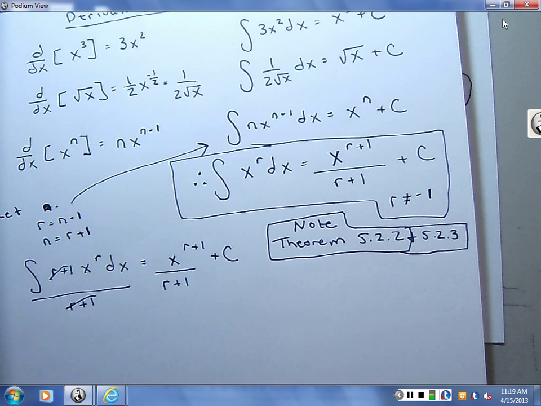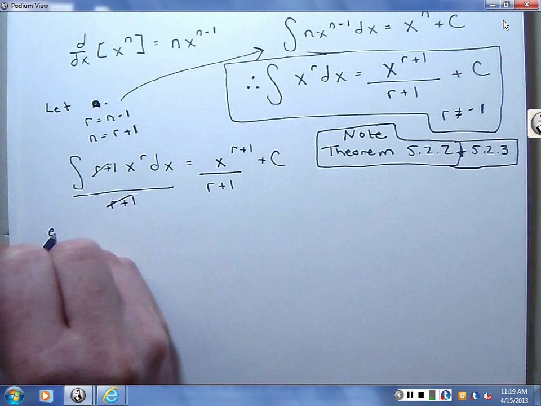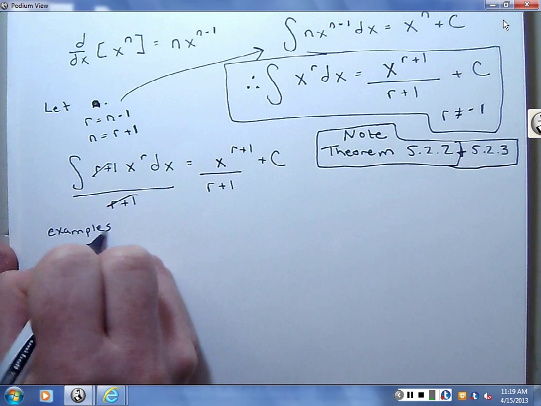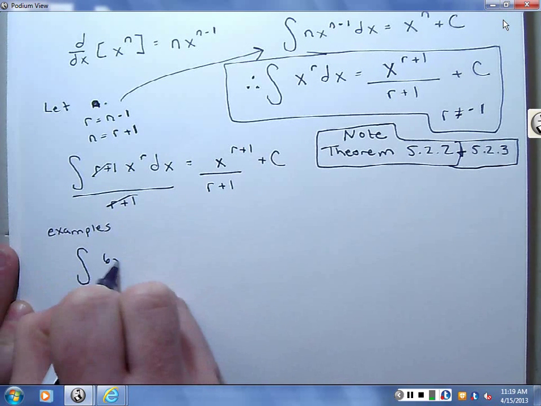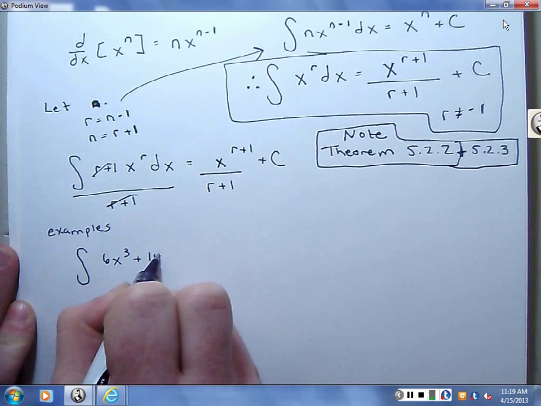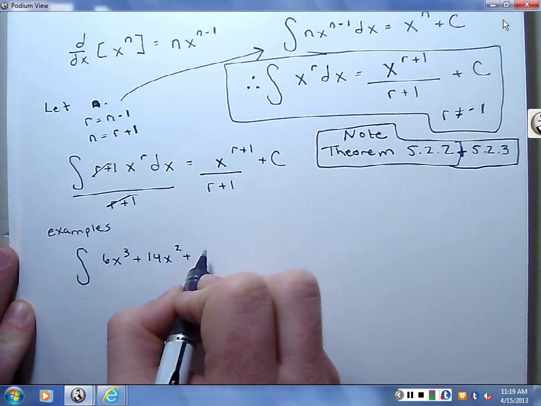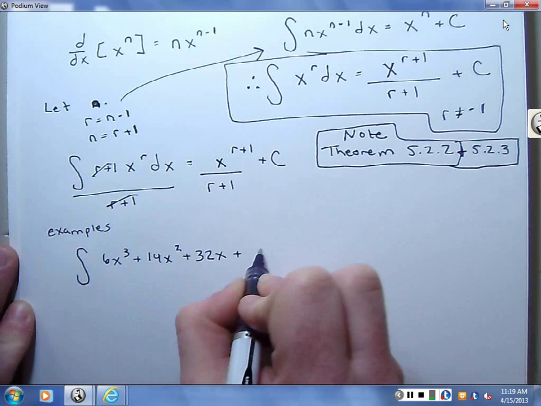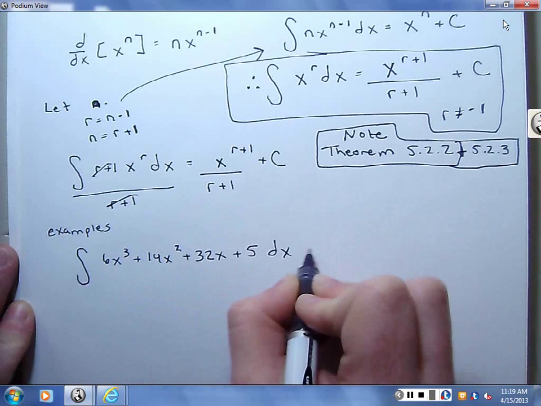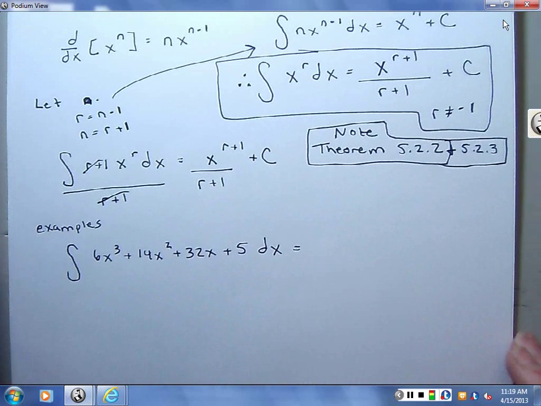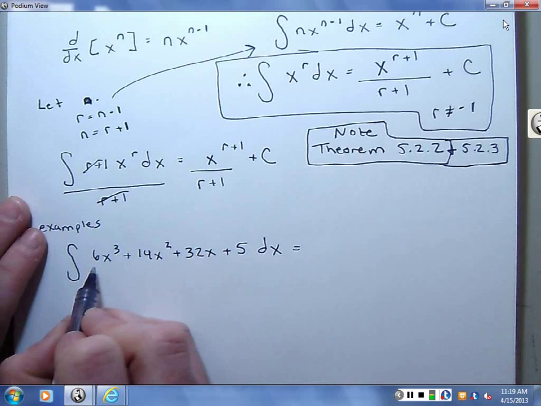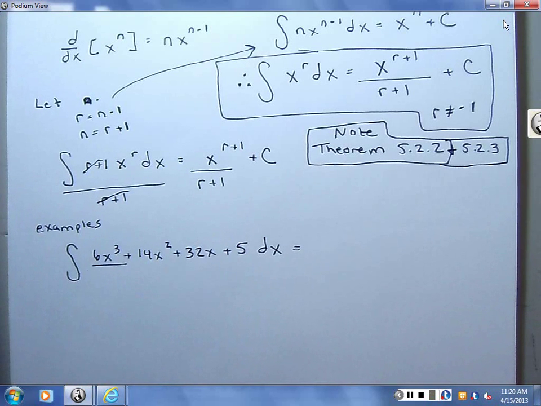So let's look at some examples. Let's say I want to integrate 6x cubed plus 14x squared plus 32x plus 5 with respect to x. Well, I can do this term by term. So what's the integral of 6x cubed? x to the fourth would be in there, but I also have that 6 to carry through. And then what am I missing?